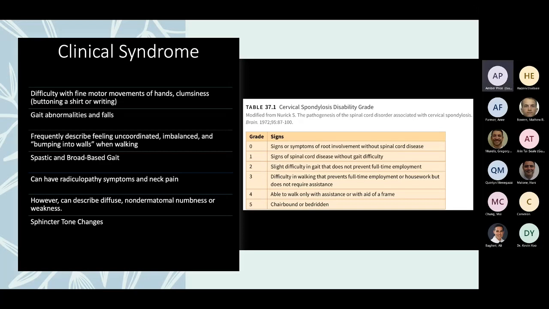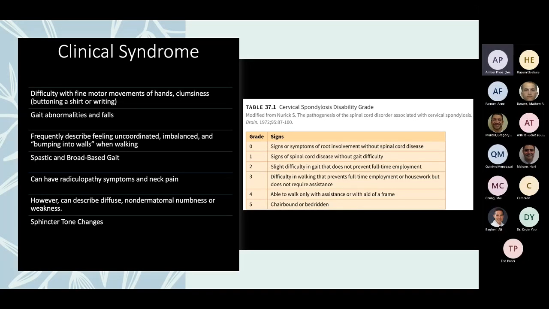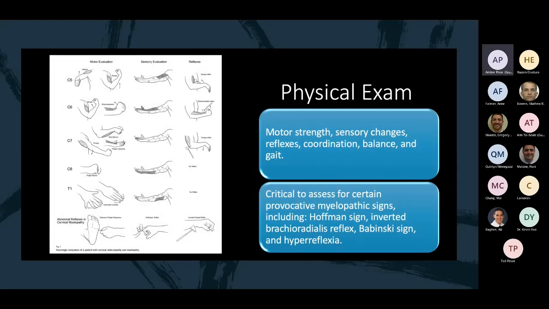They can present with a myeloradiculopathy, so have radiculopathy symptoms and neck pain in addition to their myelopathic symptoms. And oftentimes, when they present, they describe non-dermatomal numbness or weakness. Sphincter tone changes can occur, but they typically occur later on in the disease process. So with regards to physical exam, motor strength and sensory testing are all important, as well as coordination and balance, Romberg's and tandem gait. And then assessing for the provocative myelopathic signs, including Hoffman's, inverted radial reflex, Babinski, and hyperreflexia.